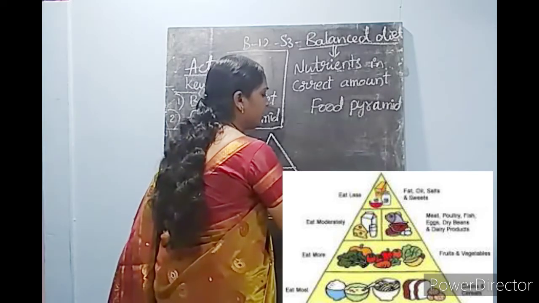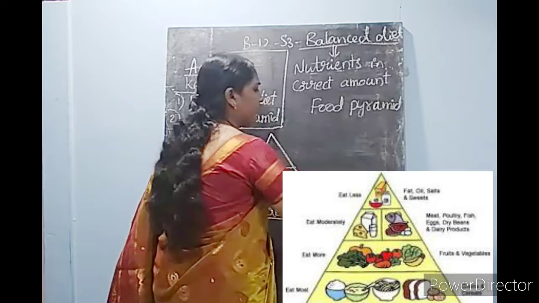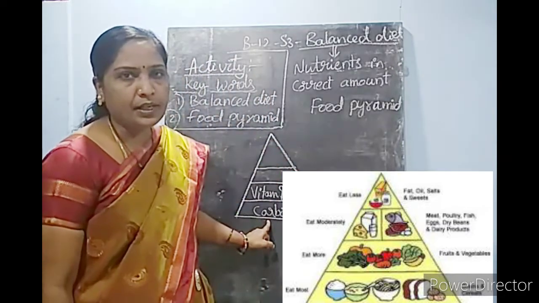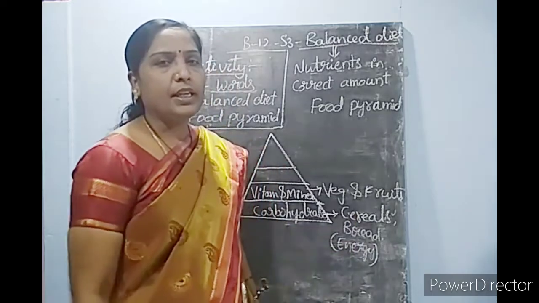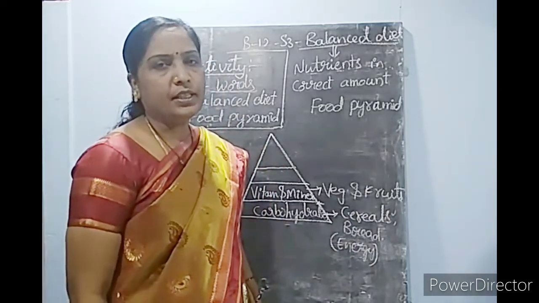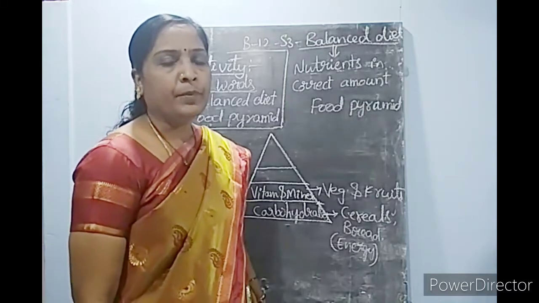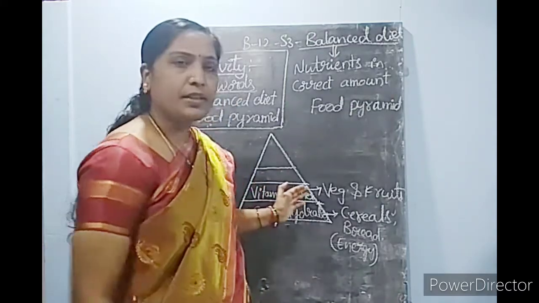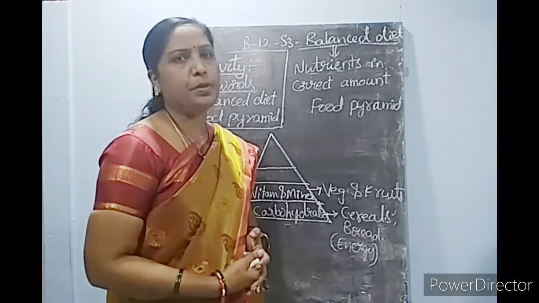Like vegetables and fruits. All our fresh vegetables and fruits have vitamins and minerals. And in what way are they helping us? They keep away the diseases. They protect us from diseases. So compulsorily, you must see that fresh vegetables and fruits are in your diet.